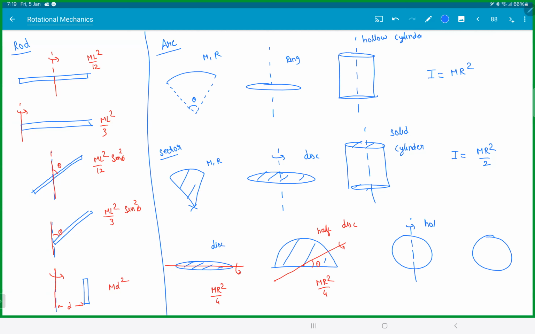Hollow sphere, solid sphere: 2 by 3 mr square, 2 by 5 mr square. Check.